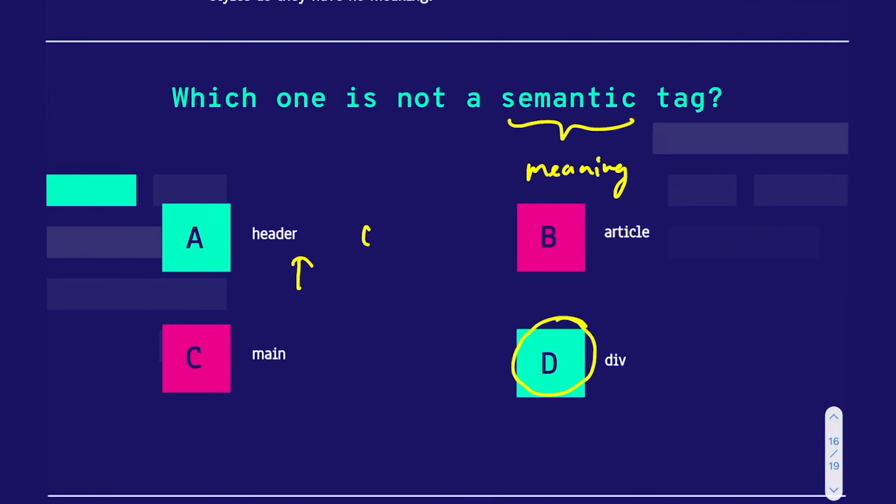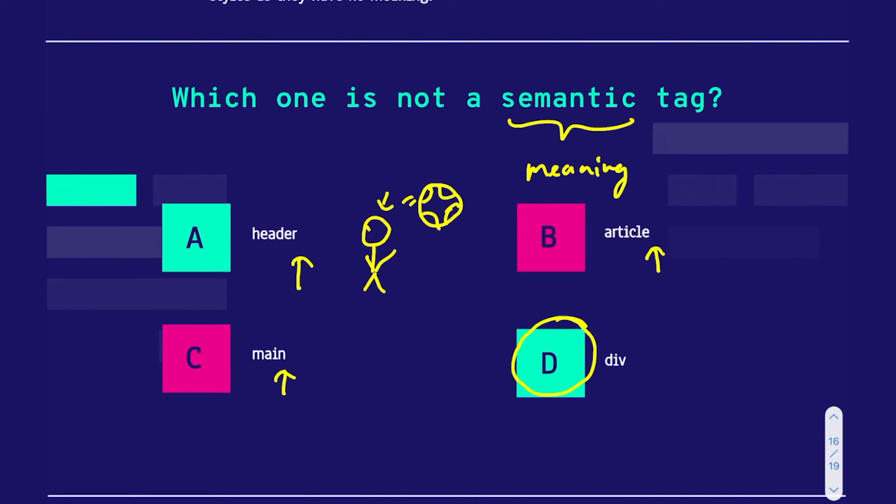So like header, you can kind of think of that as like, oh, the head of someone, or maybe they're heading a soccer ball. Oh man, that's like the worst soccer ball ever. But this has some sort of semantic meaning to you. Article, that means something to you. Main, that means something to you.